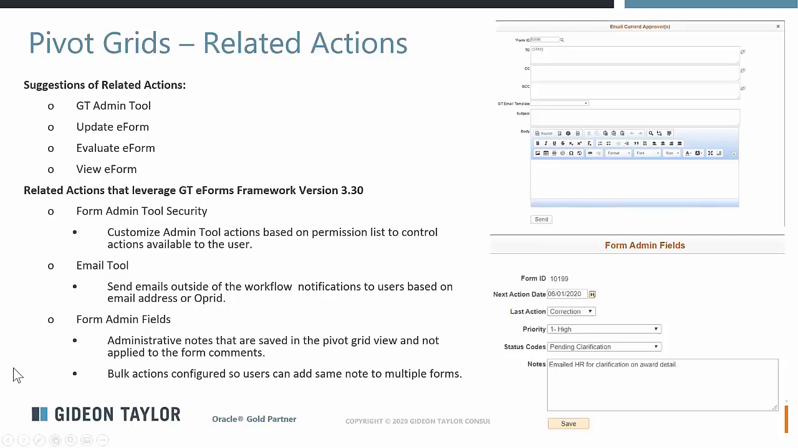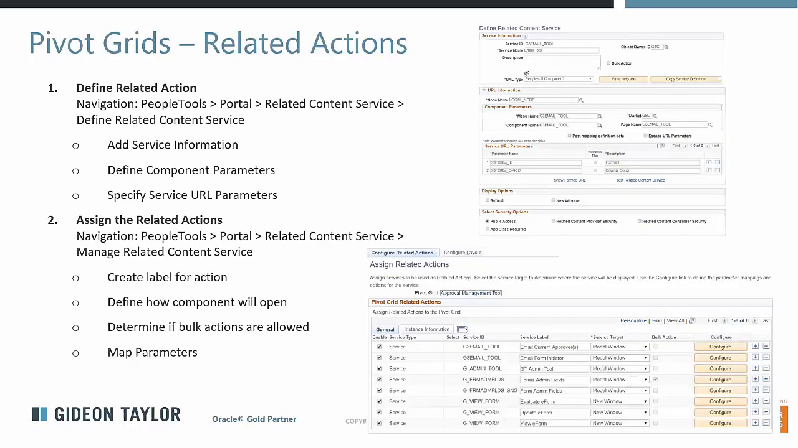And again, we've already walked through the email tool and the form admin fields, but those are available and a good idea to put on that pivot grid as well. And then just some brief steps on how we put the related actions. The first thing we need to do is define the related action. So using the navigation there walks you through that top screenshot, which is the definition of the related content service, adding in some of the parameters. And then once you've actually added the parameters and defined the related action, then you can assign the related action to the component, which in this case is that pivot grid. And we just created a label for the action, defined how we wanted it to open, and then mapped our parameters.